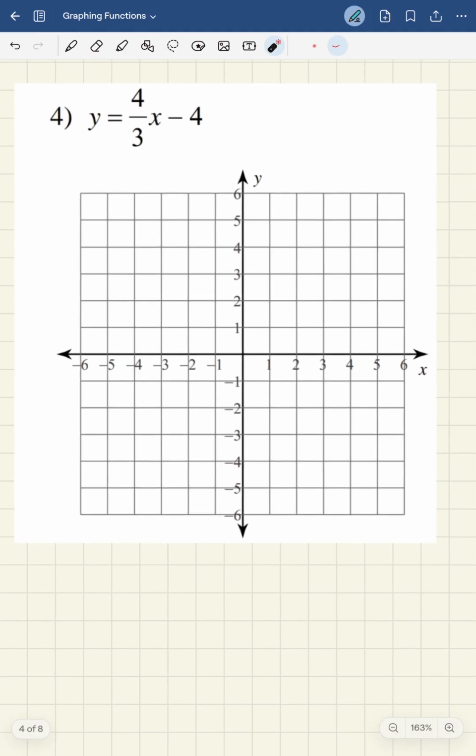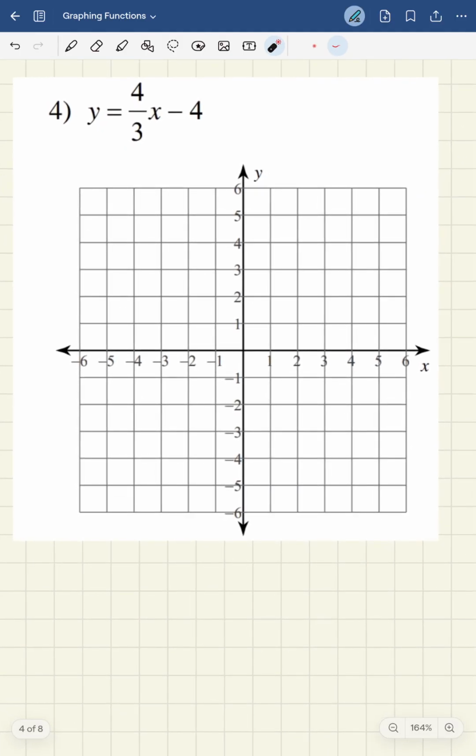Okay, this one looks difficult. Oh my God, we have a fraction, but it's all done the same way. So my b is -4. So my y-intercept is -4. So I can start by putting a point right there, at -4.